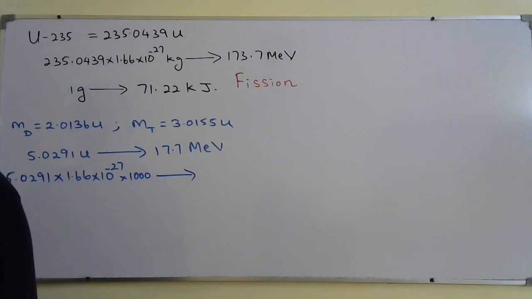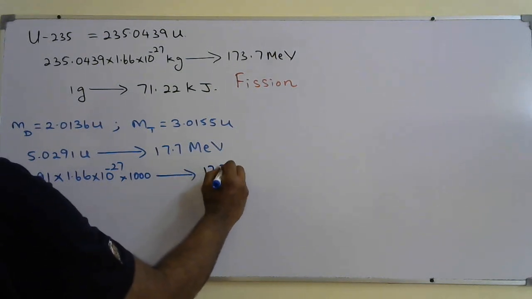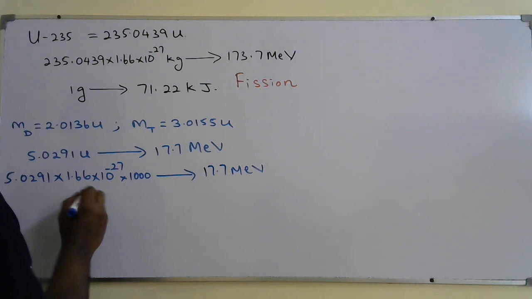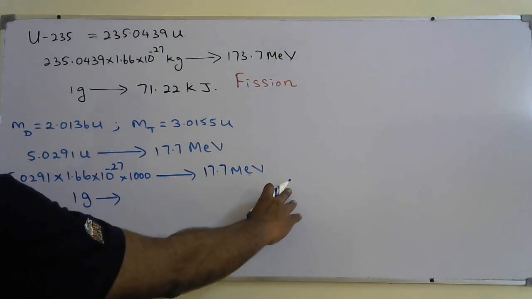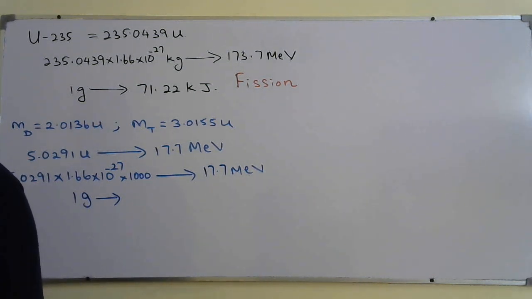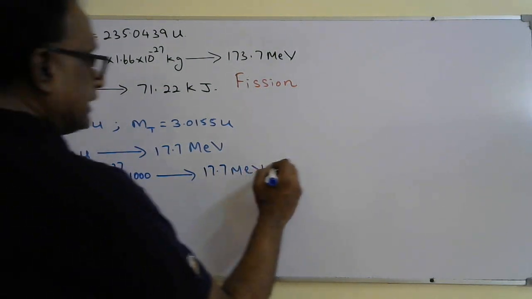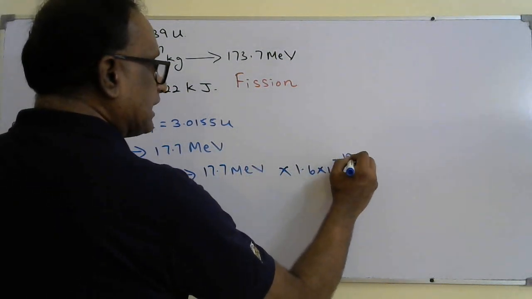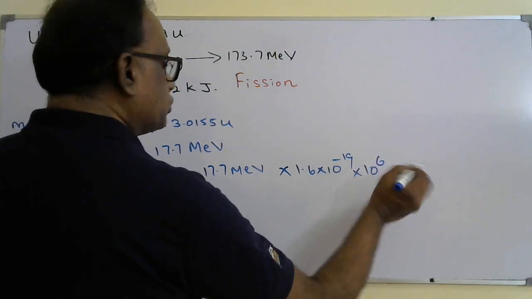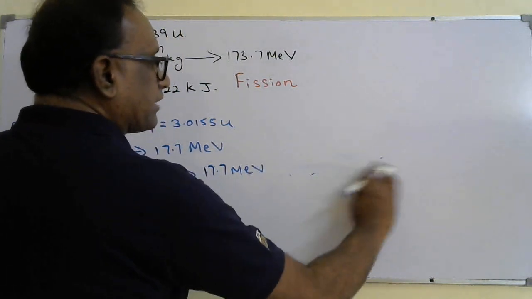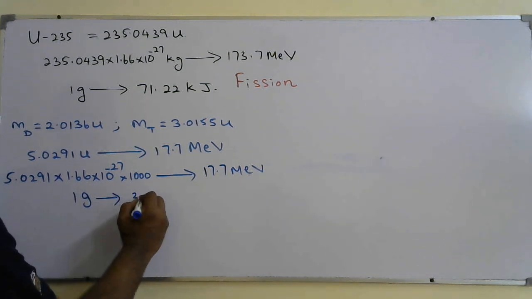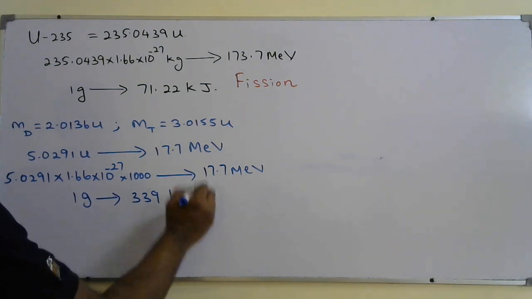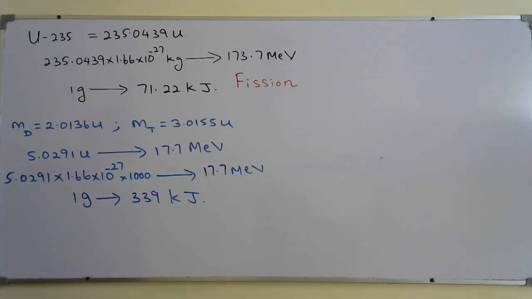So this gives 17.7 mega electron volt. For 1 gram, how much? Divide this by this, convert to joule, multiply by 1.6 × 10^-19 into mega, 10^6 joules. Anyway, you know how to convert it. Right, when you convert that, 1 gram will give 339 kilojoules. Check it, 339 kilojoules.